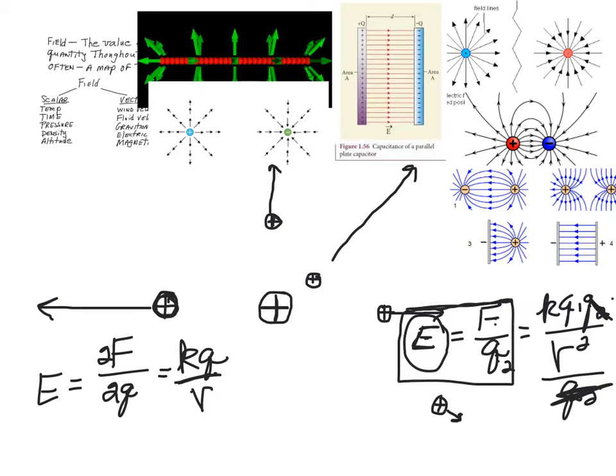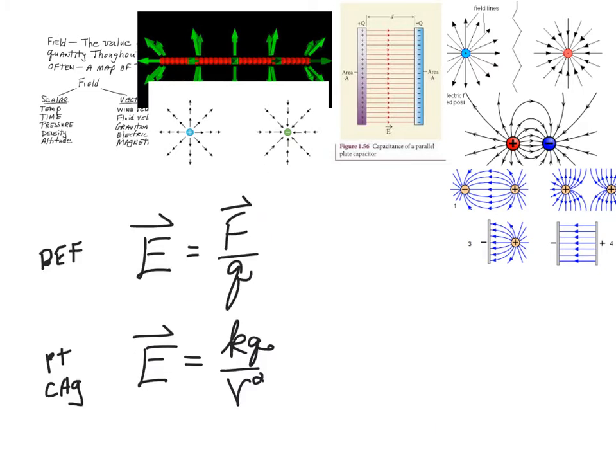Now, if we're talking about point charges, which is usually what we do, we use Coulomb's law, and so we get this equation. So I'm going to erase all this and come back and just summarize. So let me do that. Okay, so it's important, I'm going to emphasize this again and again, that you understand the difference between these two equations.